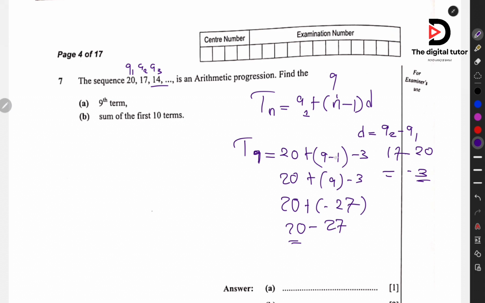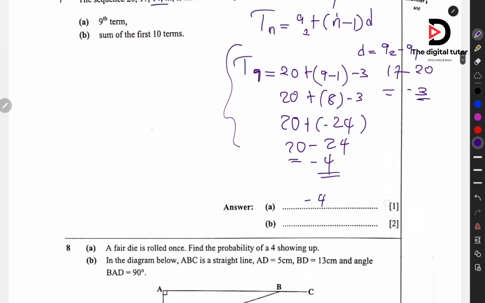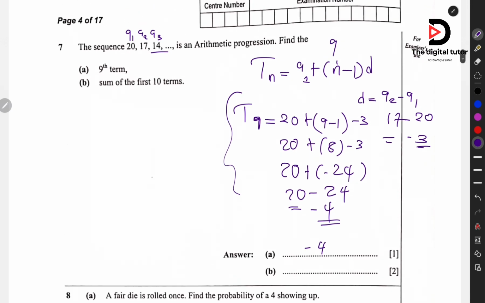This one was supposed to be 8, please. So this one was supposed to be 8, not 27 here. It was supposed to be 8 so that it can give us 24. So here it is supposed to be 24, so that if you subtract, it would give us negative 4. I guess you have seen that mistake. So the answer here is negative 4. Was it for the first one? Yes.